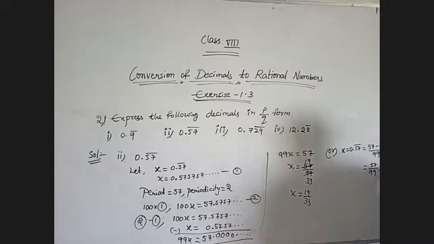And now both will get cancelled in the 3 table. 3 19s and 3 33s. So 19/33 is the result. So this is the way to do it in the formal method and the shortcut method.